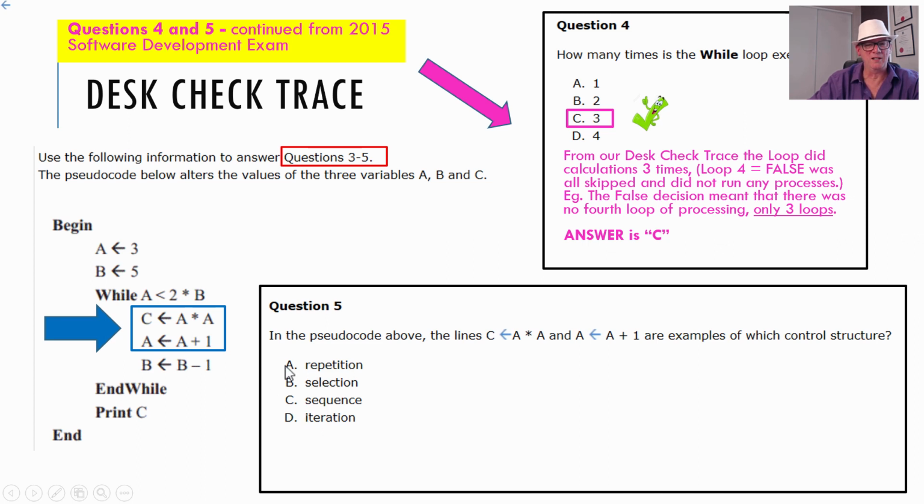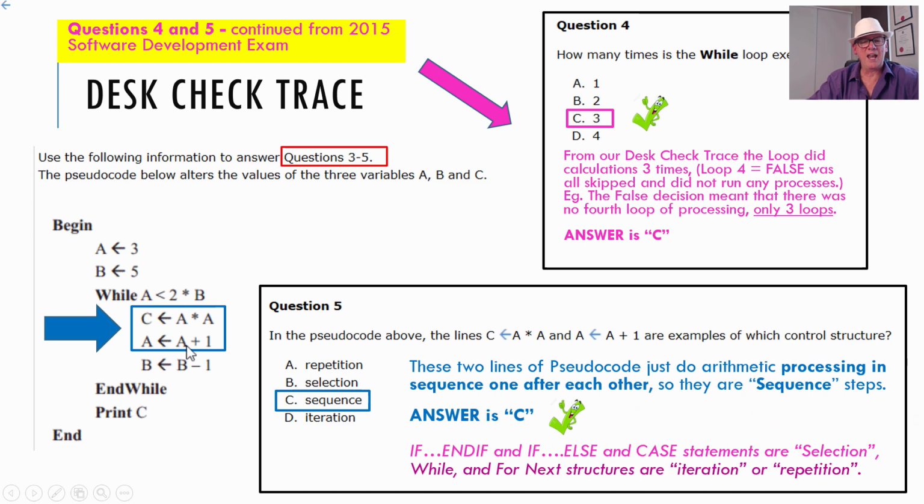Repetition and iteration mean the same thing actually, A and D, and that means doing repeats. And that's like your while and your end while. So if they're asking about the while and the end while, A or D would be okay. Selection, that's when you use an if statement to select stuff, or a case statement. So these guys aren't selection, they're actually just sequence is the answer, okay? So the answer is C.